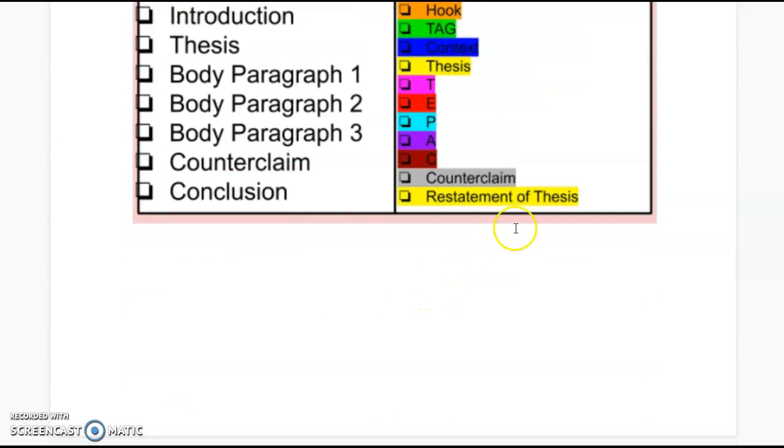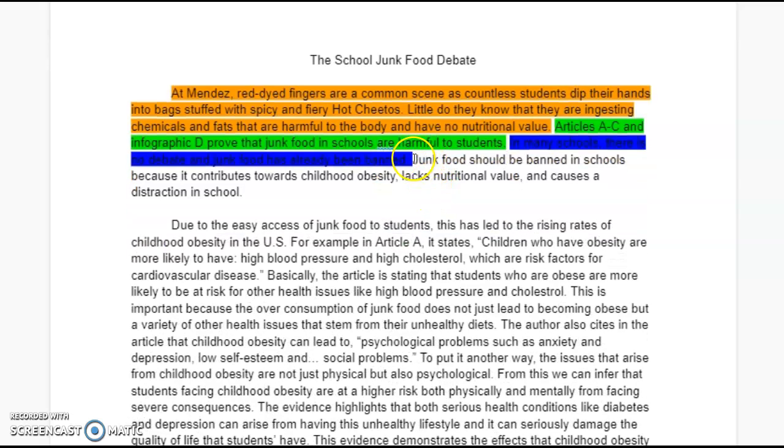Let's look back up at our key. If you notice, we did hook, tag, context, and thesis. If you remember my video from yesterday and your notes, as well as our talk about argumentative structure, you'll remember that an introduction features these 4 sentences. We already have a hook, tag, and context, so all we're missing is a thesis.